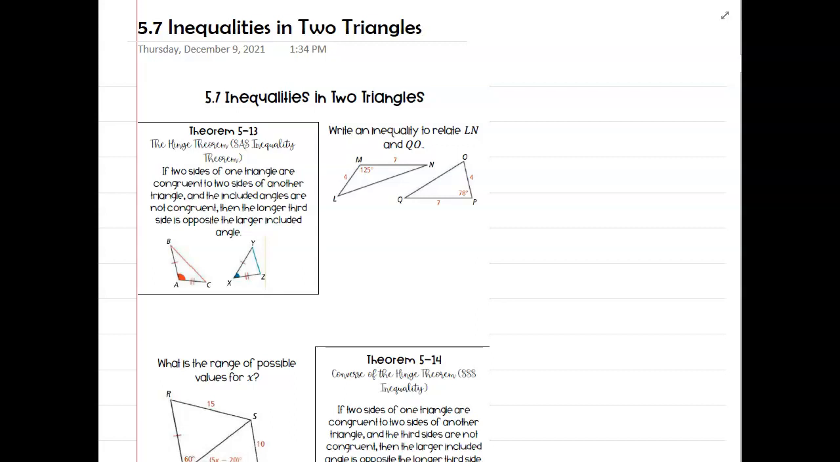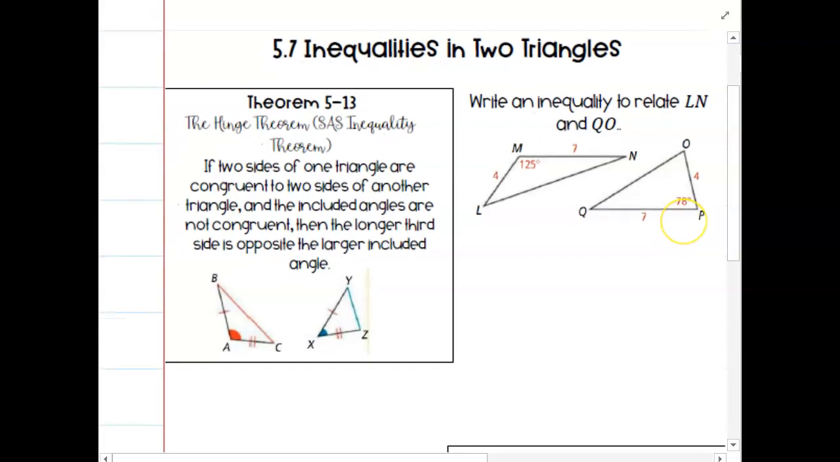Pretty much about the same difficulty level as yesterday, if not maybe a little bit easier. So yesterday we talked about inequalities in one triangle, looking at one triangle and the relationship between the biggest angle and the side opposite, which would be the biggest side, and so on. Today we're going to talk about two triangles and the relationships you can form between two triangles. So there are two theorems that you're going to copy down on Monday.